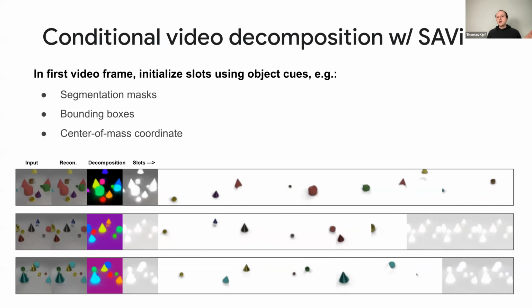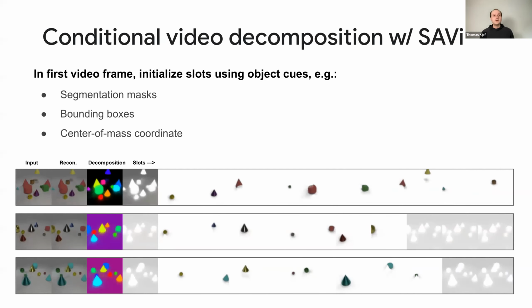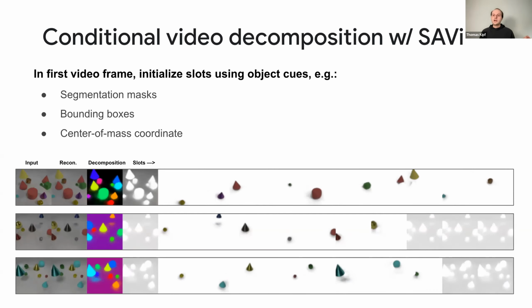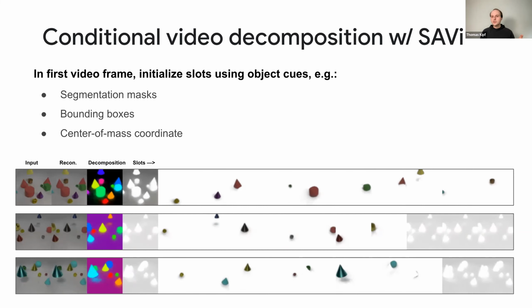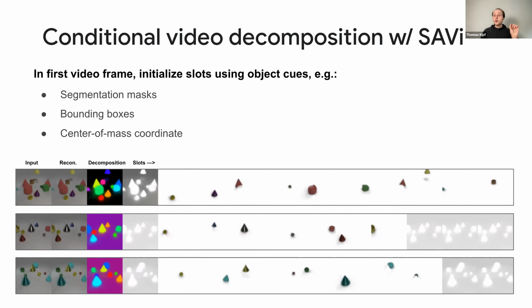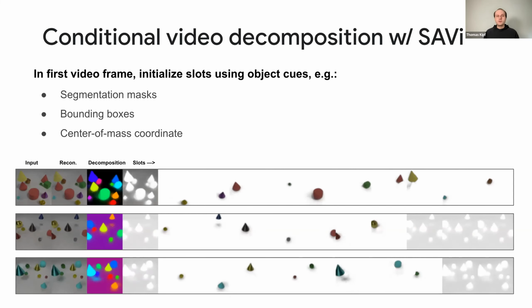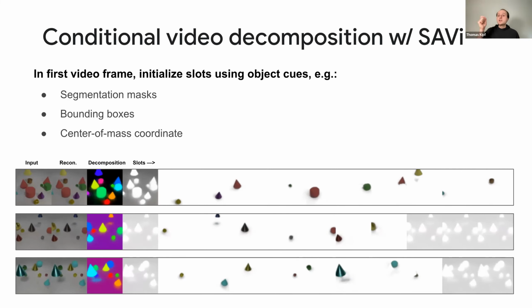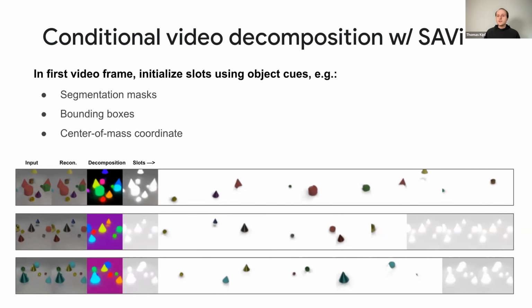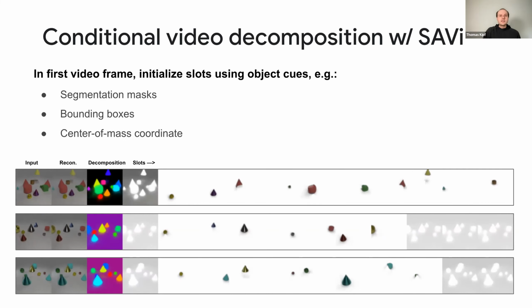So to test this, we can essentially initialize those slots using some simple object cues. Like we can give the model access to segmentation masks or bounding boxes, or just the center of mass coordinate of an object. And we feed that through a small learnable component like an MLP, and use that to initialize these slots.